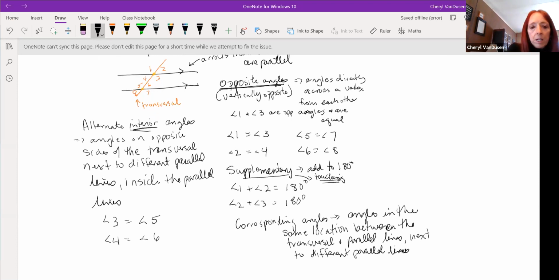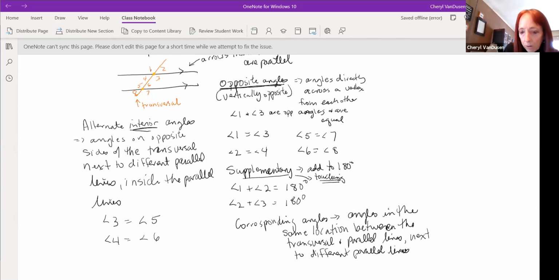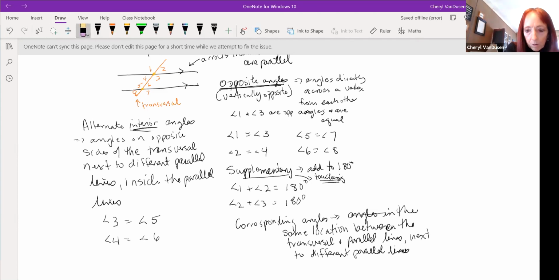So really the key here is angles in the same, whoops, I tried to change my pen and it didn't work out for me. Just did a nice line here. Angles in the same position. That's the key, what we're looking for here. So for instance, angle 2 and angle 6 equal each other. They're in the same position between the first parallel line and the second parallel line. That would be one set.